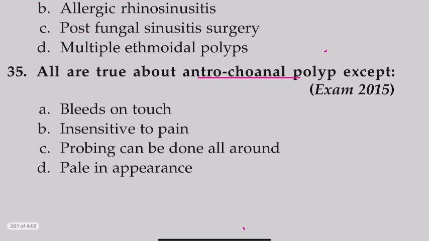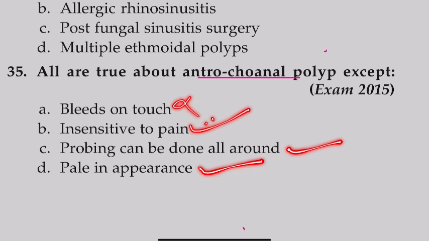All are true about antrochoanal polyp except bleeds on touch, no. Insensitive to touch, yes. Probing can be done all around, yes, it can be done. Pale in appearance, yes. So the right answer is bleeds on touch, right? They do not bleed on touch.